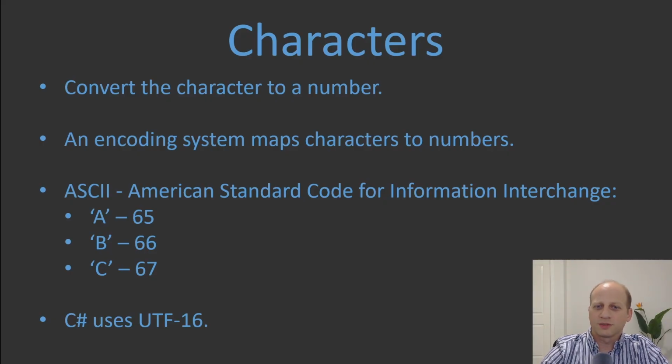One of the encoding systems is called ASCII, American Standard Code for Information Interchange. In ASCII, a character is converted to a number of 7 bits. For example, a capital A is converted to the number 65. In C#, ASCII is not used because it is very limited in the amount of characters we can represent. Instead, in C#, the UTF-16 encoding is used as it can store much more different characters.